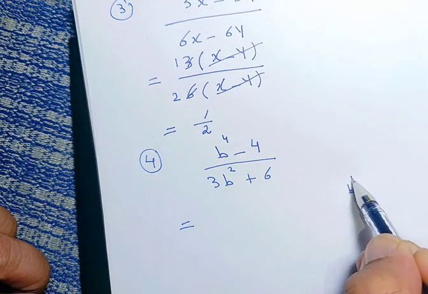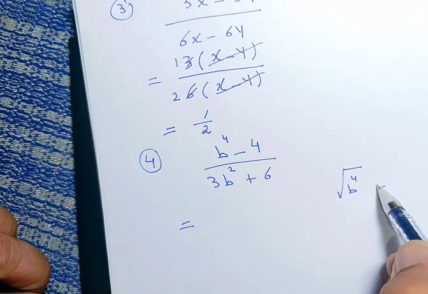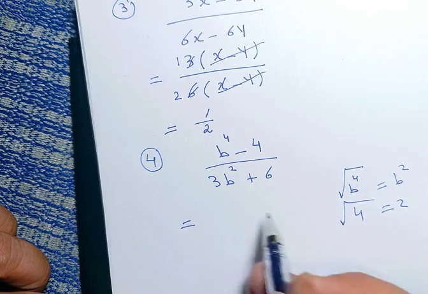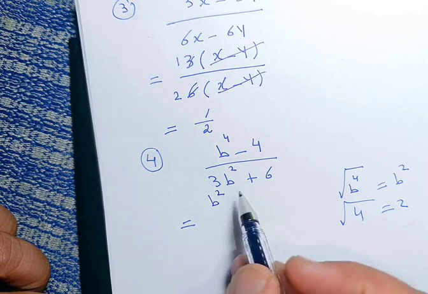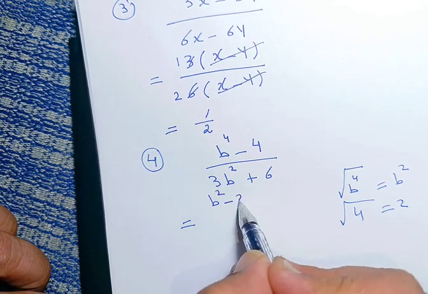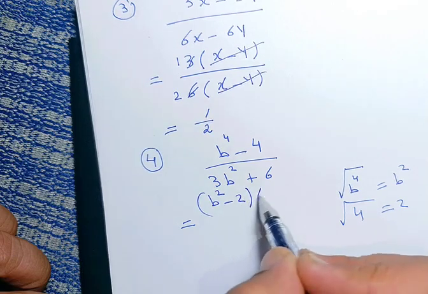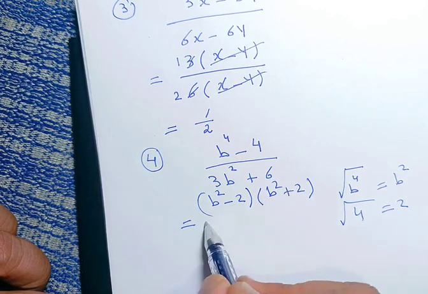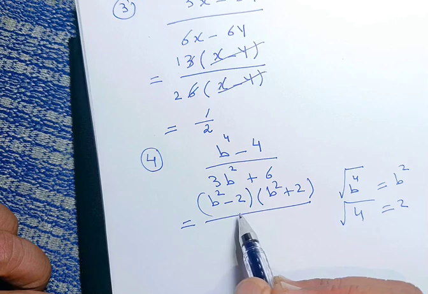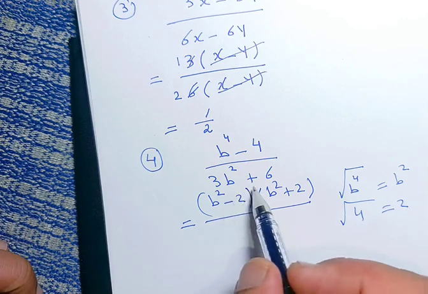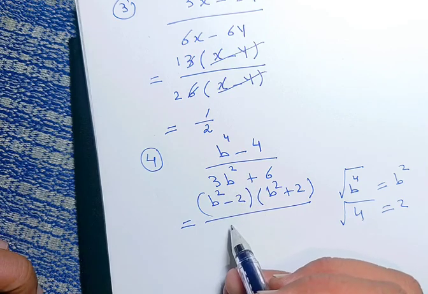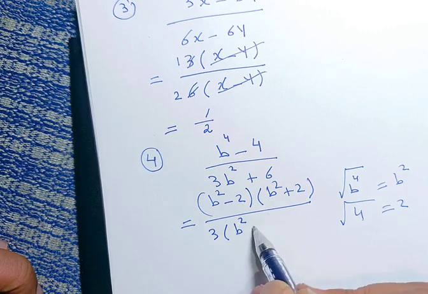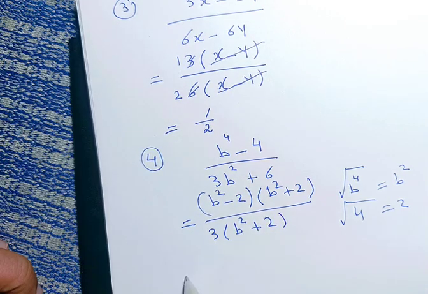b power 4, you take the square root, the answer is going to be b power 2. 4, square root, the answer is going to be 2. So b power 2 minus 2, one term must have a negative sign and the second term must have a positive sign. Over, and now at the bottom, is there any common factor? Yes, 3. Always look for the common factor first. So 3 is out. We got b power 2 plus 2 left inside.